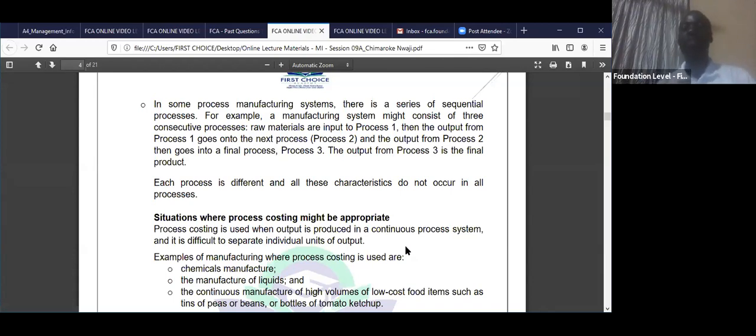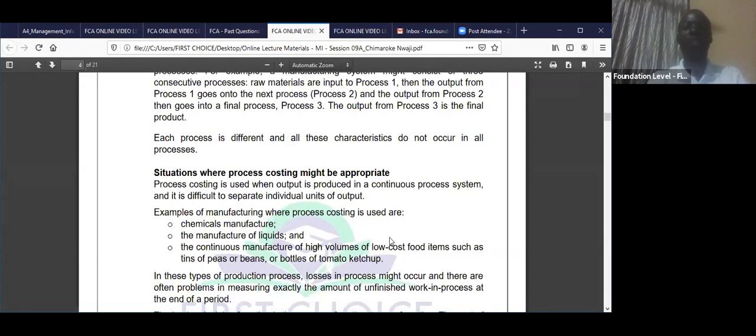So you see, the process goes from one to the other. The output of one process becomes the natural input for the next process. It's just like people running a relay. If there is a 4x4 relay, as soon as the first man starts the race, he runs and gives the baton to another person. Process 2 takes the baton, runs, and gets to process 3, gives the baton to process 3. Process 3 runs and gives the baton to process 4. Process 4 runs and finishes the race. That is how we are going to be understanding process costing.